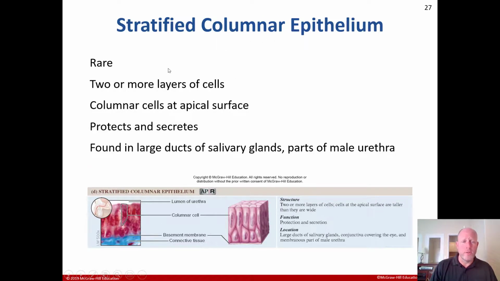Now, stratified columnar, those are rare. There are two or more layers of cells. They protect and secrete, found in the large ducts of the salivary glands and part of the male urethra. Okay.